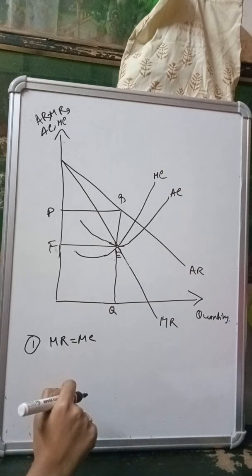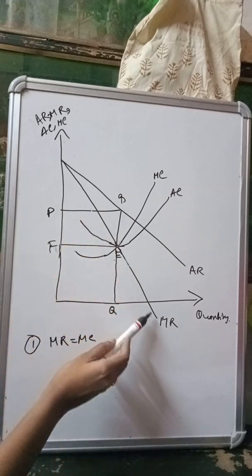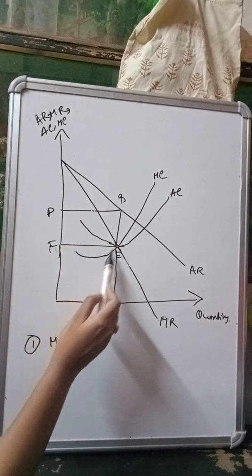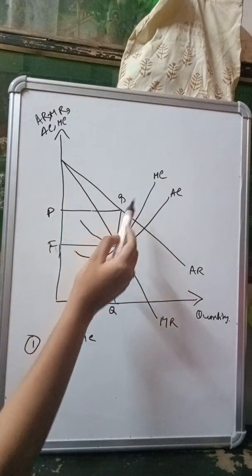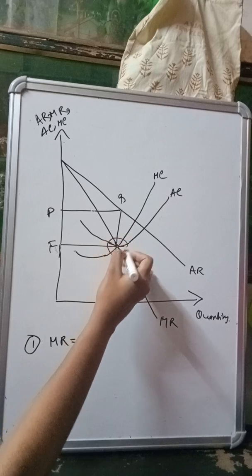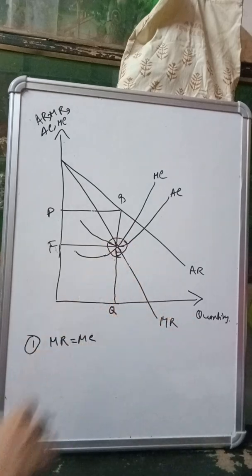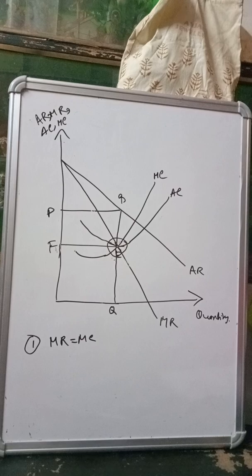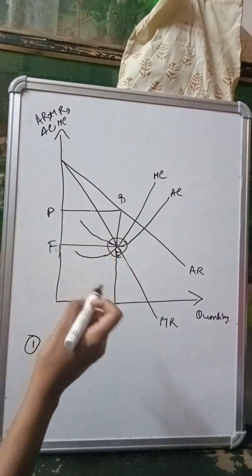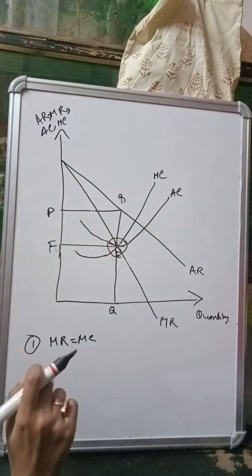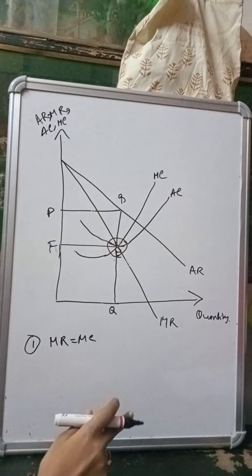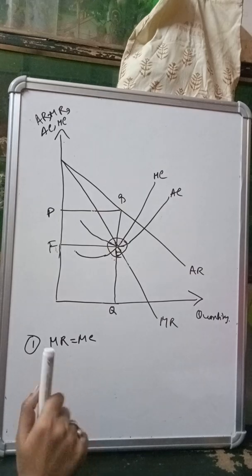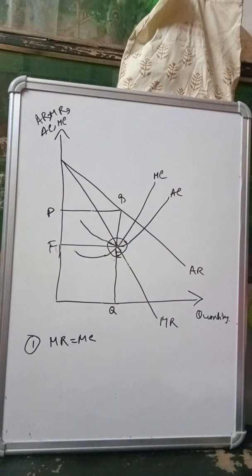Now in the given figure, this is the MR curve, right, and this is the MC curve. Now these MR and MC curves are intersecting at point E, and at the same time E is the minimum point of this AC curve, right? So we can see that E is the intersection of both the MR curve and MC curve, and E is also the minimum point of the AC curve, right?